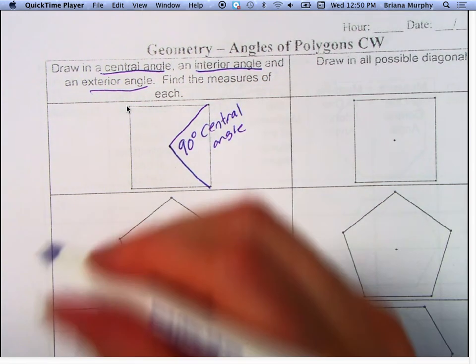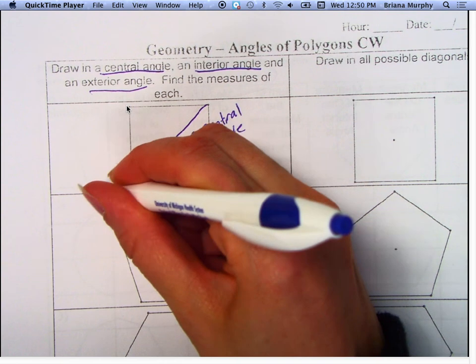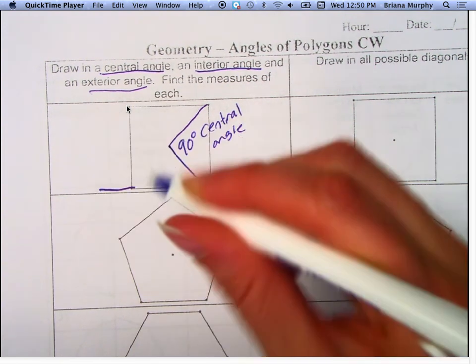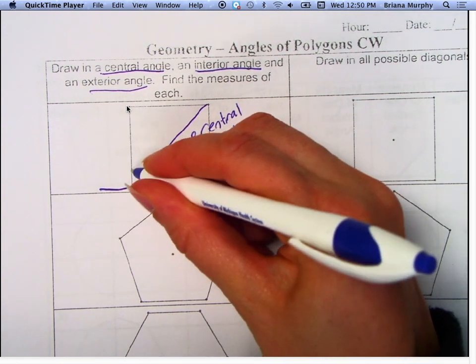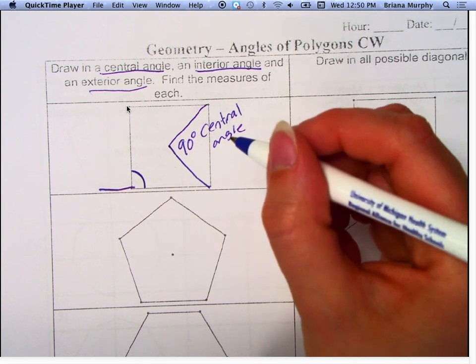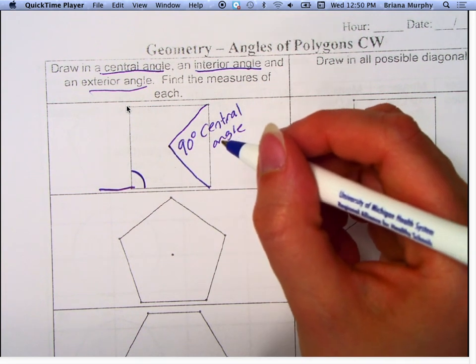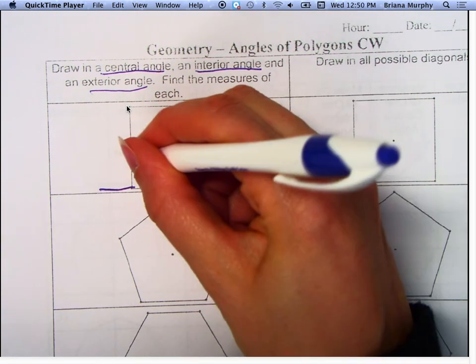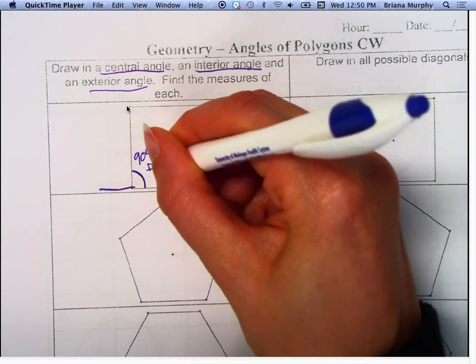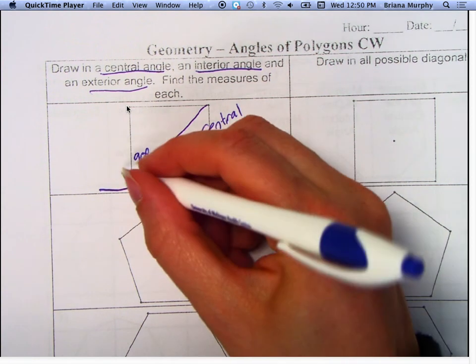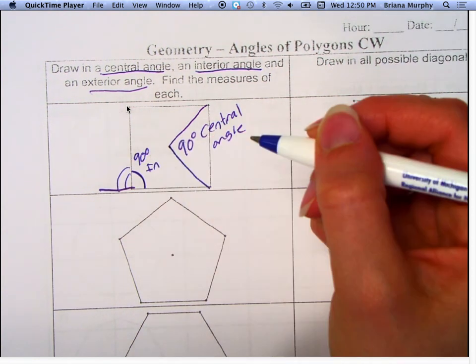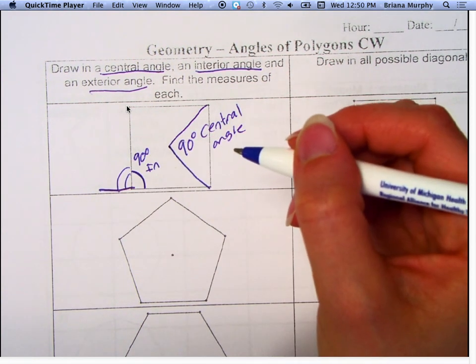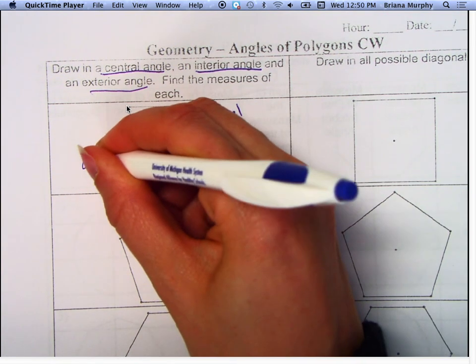Okay. Right here, I'm going to draw a line. What do we think this angle is in the inside? This is my interior. What are the degrees of the square? Come on, guys. 90. This is an interior angle inside the square. What would this degree be out here? Exterior angle. 90. That's an exterior angle.